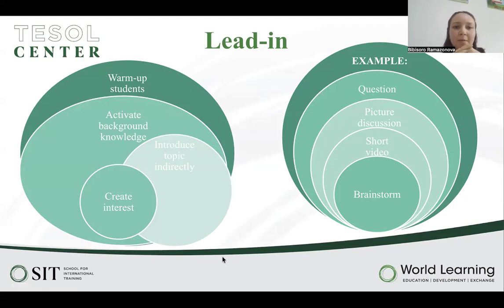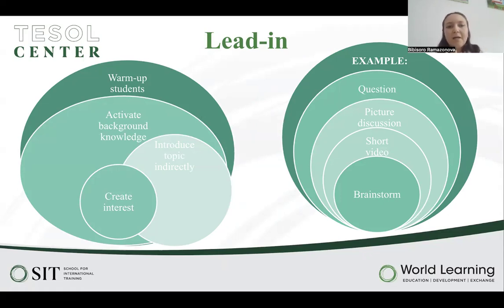Leading is the warm-up stage. Its purpose is not teaching grammar, it is engaging students and activating their background knowledge. So, for now, by using this bag, I showed you that today's theme is related to this thing.